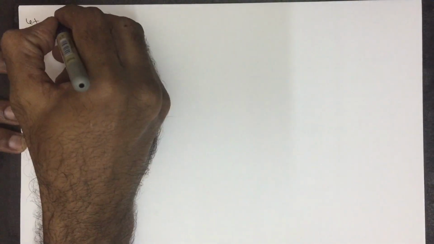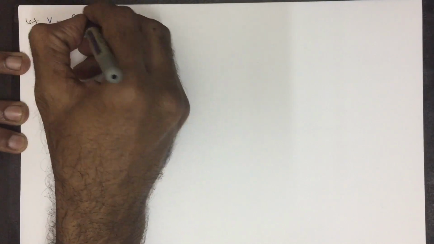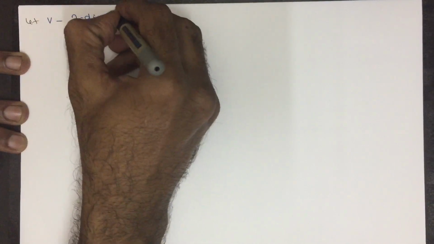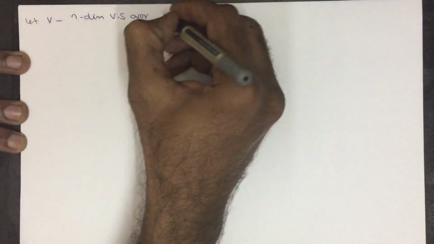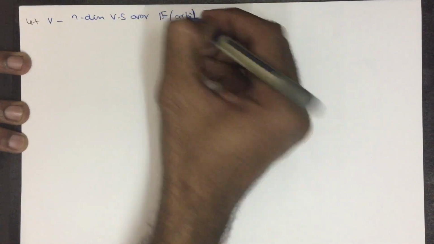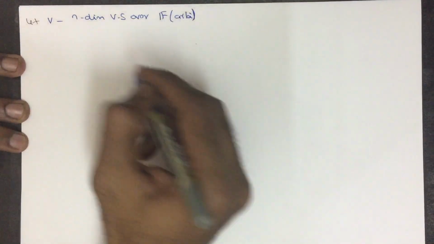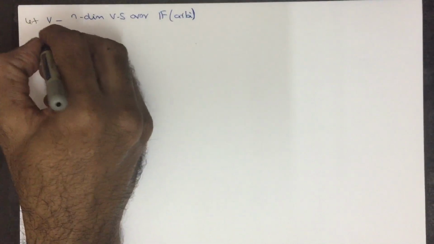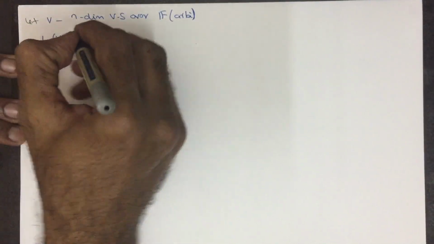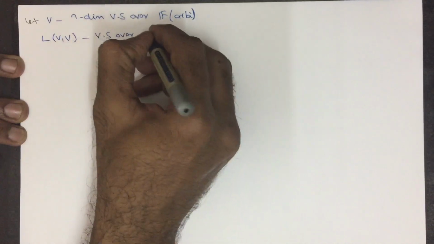So let us assume that V is an n-dimensional vector space over an arbitrary field f. Once we know that V is an n-dimensional vector space over f, then immediately we know that L of V comma V is also a vector space over f.